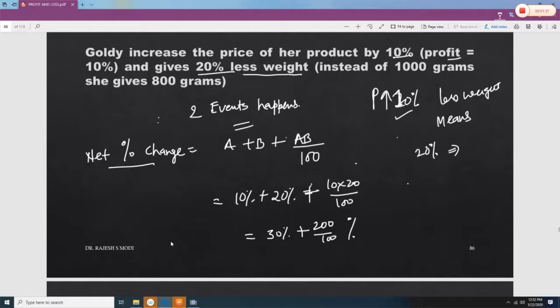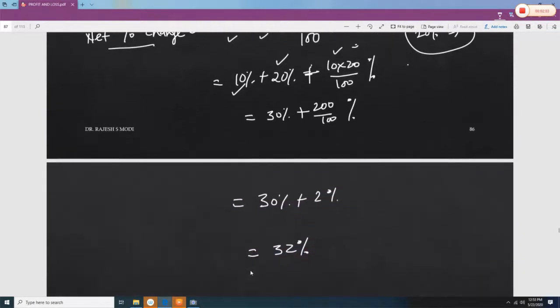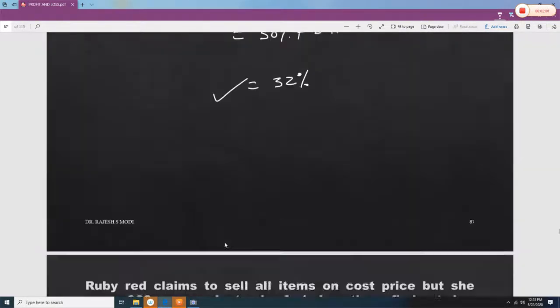So net percentage change is A plus B plus A into B divided by 100%. So she is going to make a 10% profit, so 10%. She is giving 20% less weight, so 20% is the profit that she is going to earn by giving less weight. So plus 20% plus 10 into 20 divided by 100 percent. So 30% plus 200 divided by 100. So 30% plus 2%, it is 32%.